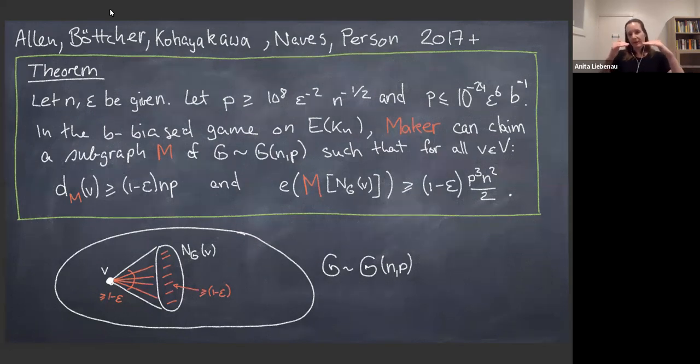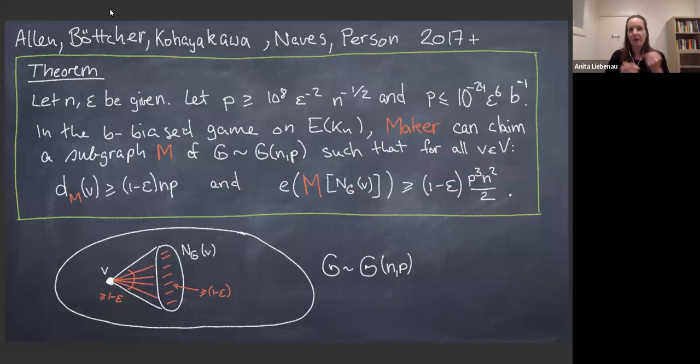Then the theorem says that Maker has a strategy to claim a subgraph of G(n,p) with the following properties. For once, at every vertex, you have at least a 1 minus epsilon proportion of the edges incident to this vertex. And in the neighborhood, you get at least a 1 minus epsilon proportion times the expected number of edges in the neighborhood.